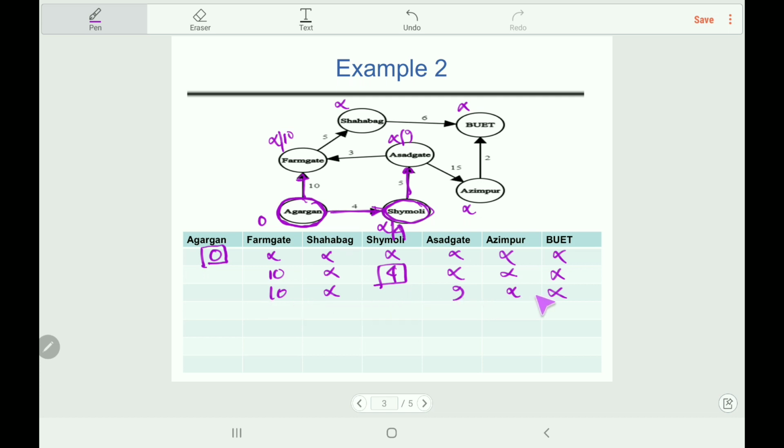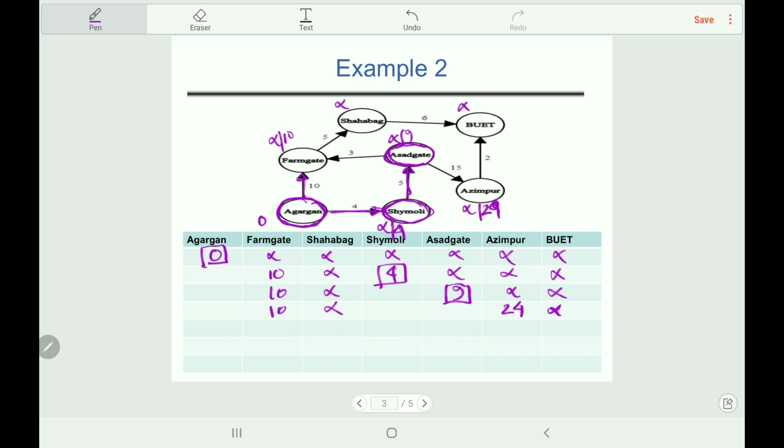Now among all these values, the minimum one is 9, which is Asadgate here. So we are here. From Asadgate we can move to Farmgate, which takes value 9 plus 3, which is 12. That is larger than the 10. So we should not go this way. However, from Asadgate we can move to Ajimpur, and it takes the value 9 plus 15, which is 24, which is less than infinity. So we should update this value, and all the other values remain the same.